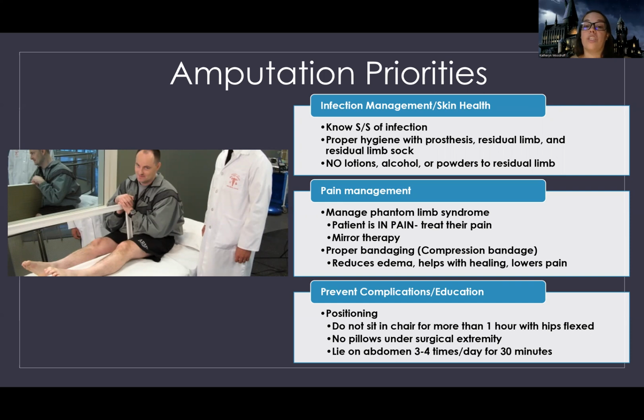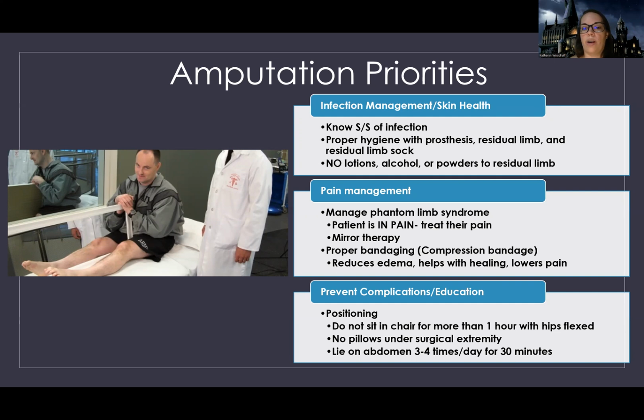One of the things we're going to teach them is there should be no lotions, no alcohol or powders on residual limbs. So this is going to be a little bit like diabetic foot care. We do use lotion on diabetics' feet, but with these residual limbs, we do not want to put anything that can break down the skin or be caustic to the skin or cause problems.